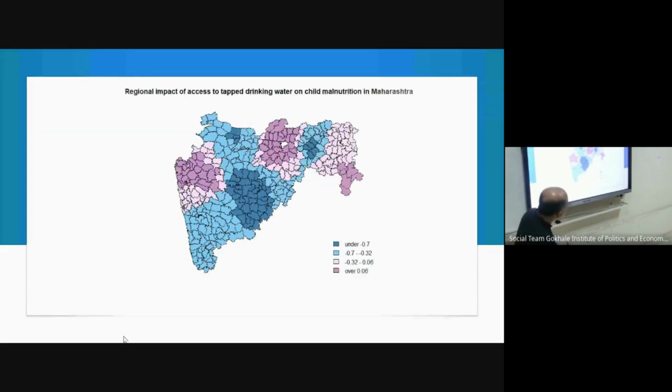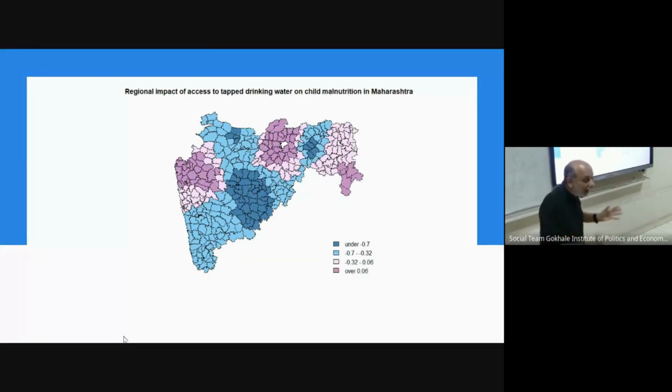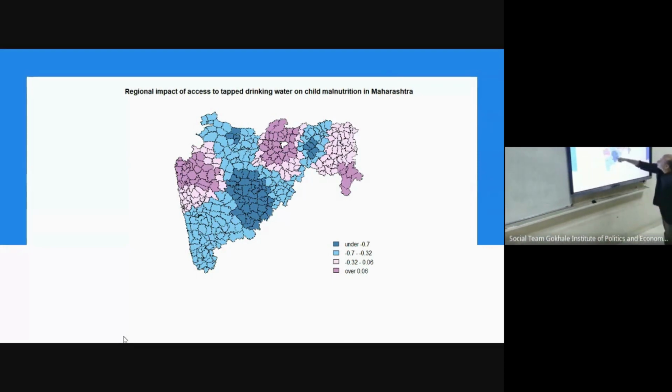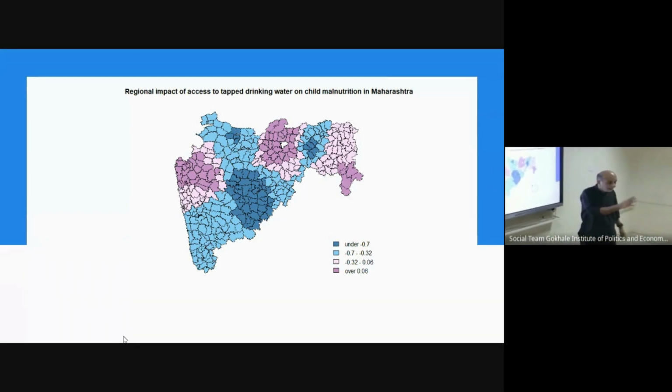Tap drinking water has a very large variability in its impact. Access to tap drinking water has a strong negative impact on reducing malnutrition. But in Gadchiroli, these are the real Naxal-affected areas of the state, where access to tap drinking water is not really such a strong determinant of malnutrition.